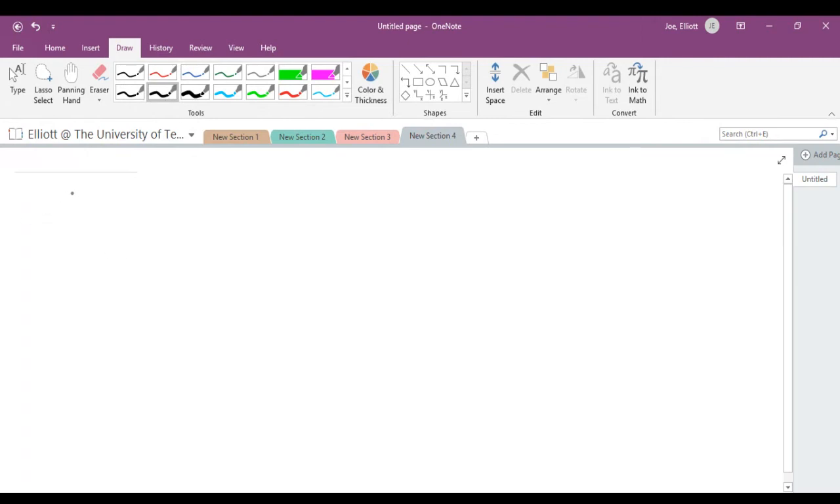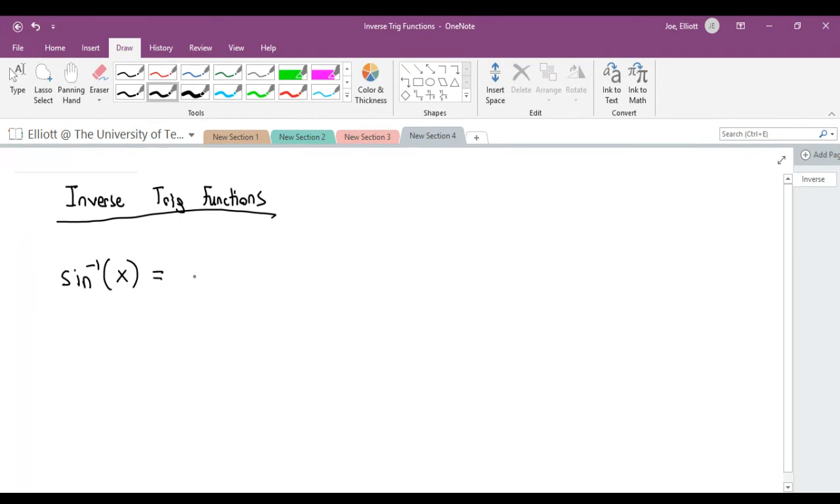Okay. Yeah, let's talk about the inverse trig functions next. And so I guess let's go through each of them. Maybe I'll start with the sine and cosine functions first. Okay. So the inverse sine function, which people also call or write as arcsine.